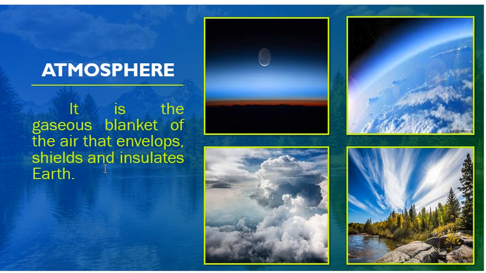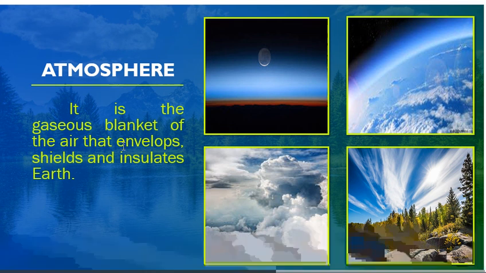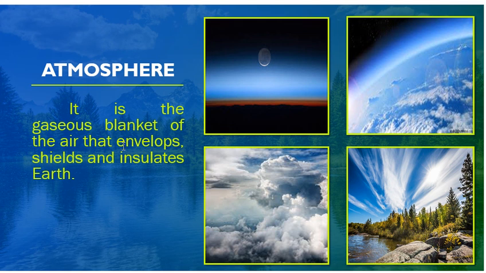You have already discussed this one by its layers. In the atmosphere, we have the clouds, the sky. This serves as a gaseous blanket of air that envelopes, shields, and insulates the Earth, protecting us against the ultraviolet rays of the sun. It is the cover or protection of the planet to prevent the harmful UV rays coming from the sun. So that is the atmosphere.